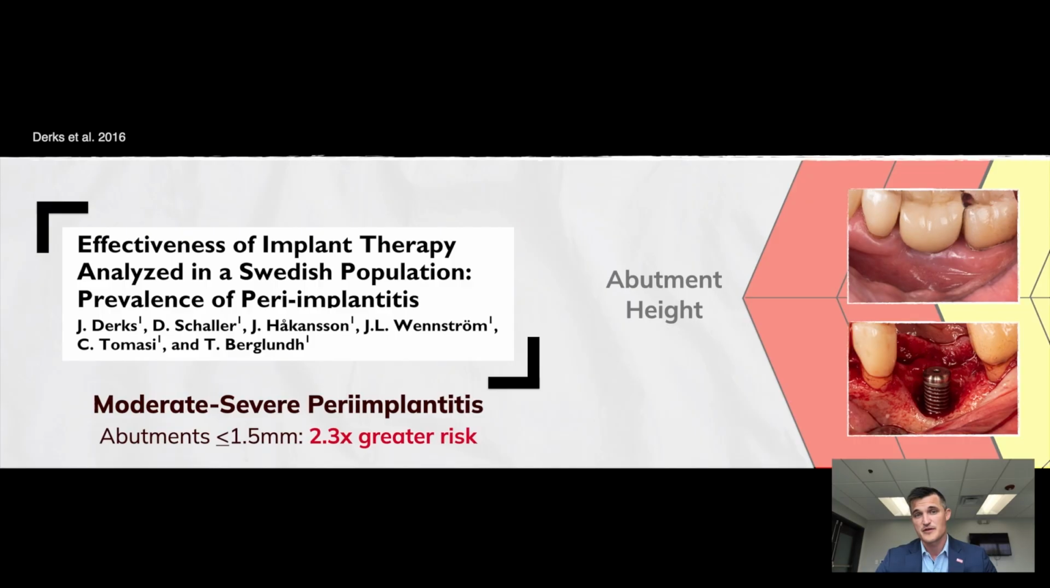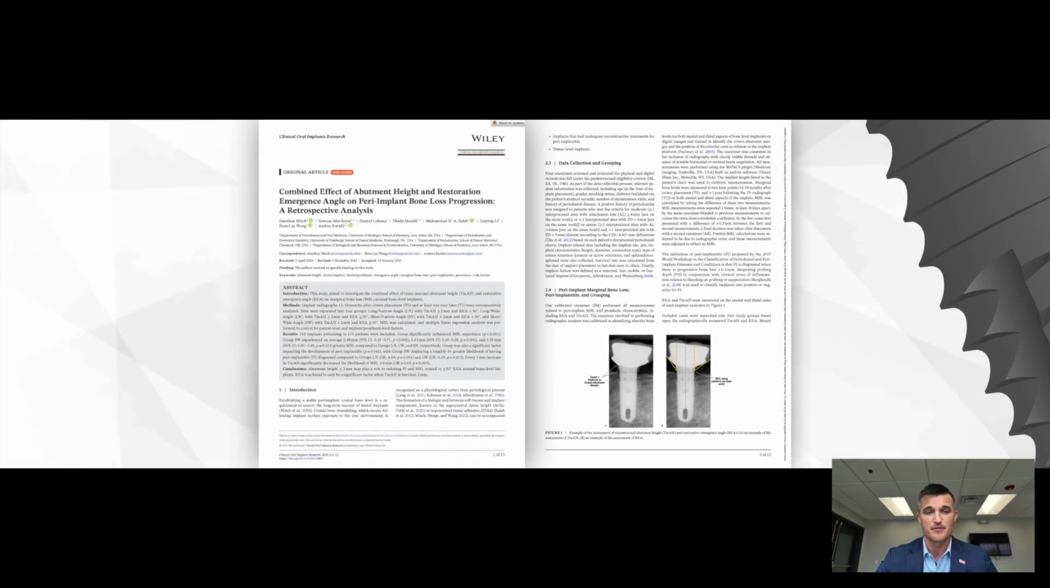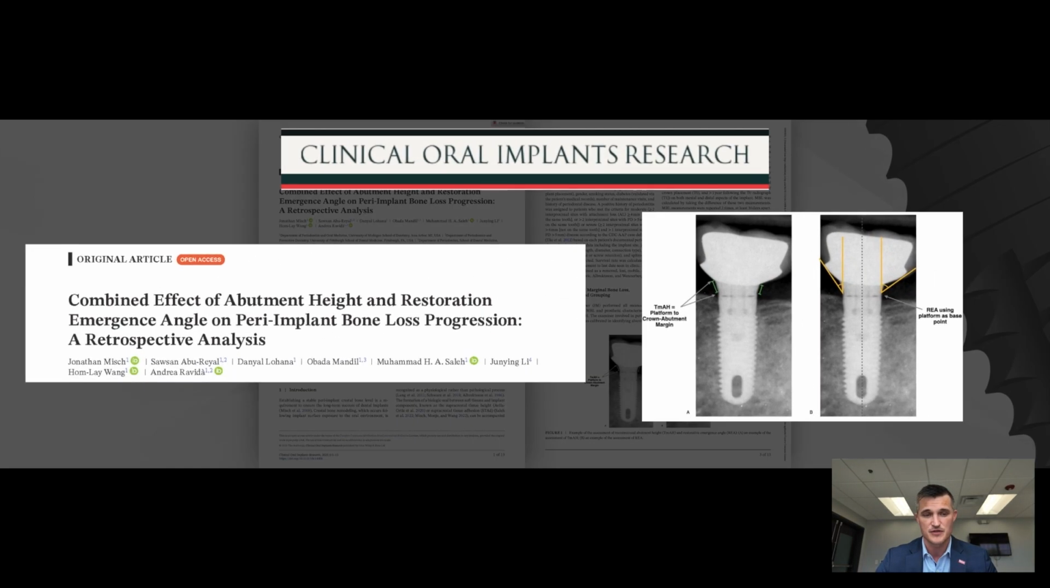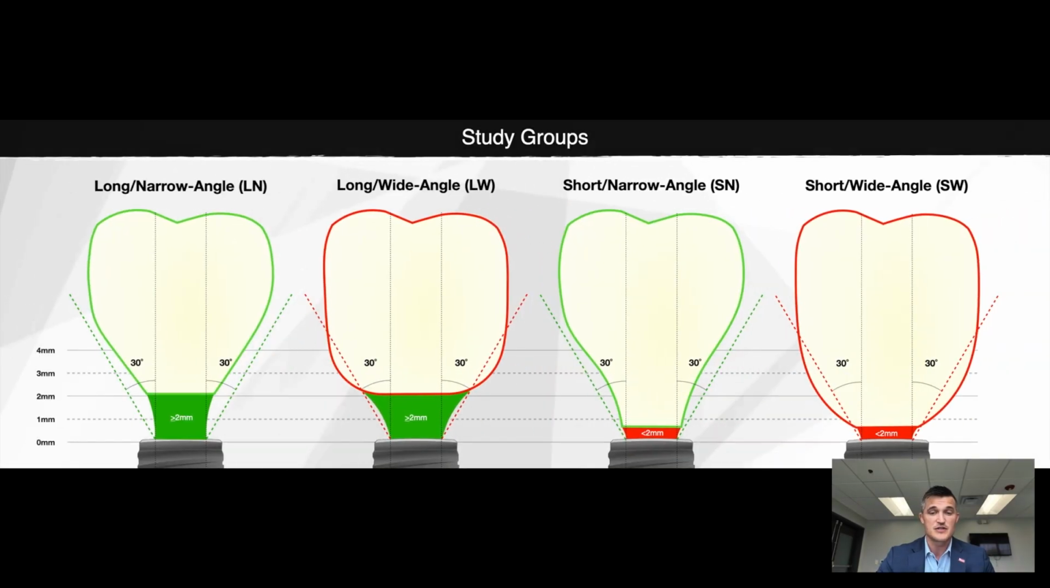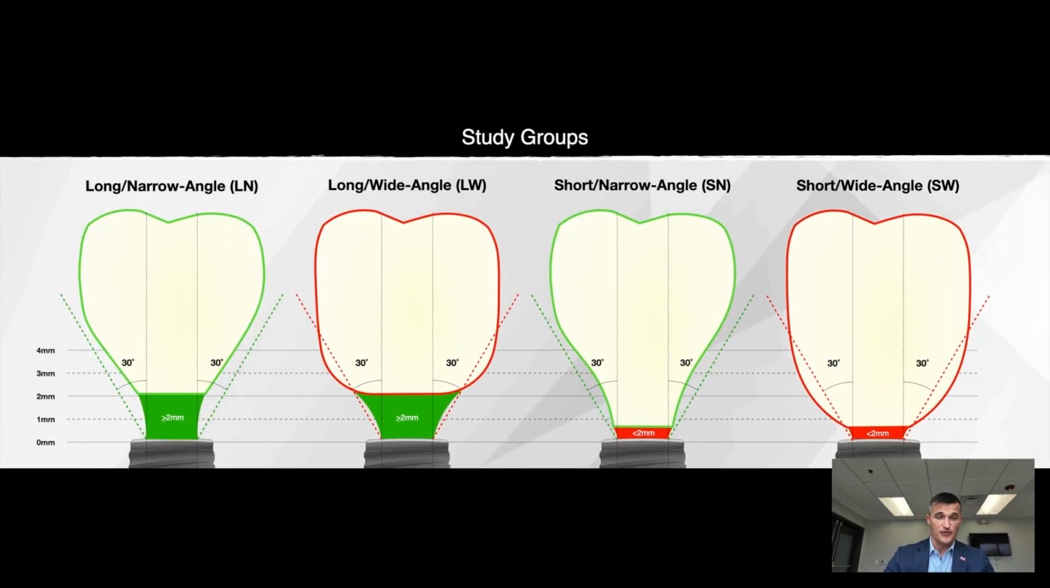So that's really the premise behind a study that we recently published in Clinical Oral Implants Research. This is the first study looking at the combined effect of abutment height and emergence angle. And it's the largest study that's ever been done looking at this. Actually, it's about 200 implants that were included. And in this study, what we did, we took 4 groups that had different emergence angle and abutment lengths: long, narrow, long, wide, short, narrow, short, wide. These were our 4 groups.